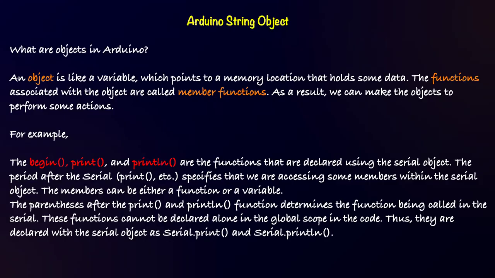Now, the last thing in today's session is the Arduino string object. So what are objects in Arduino? An object is basically like a variable which points to a memory location that holds some data. The functions associated with the object are called member functions. As a result, we can make the objects perform some actions.